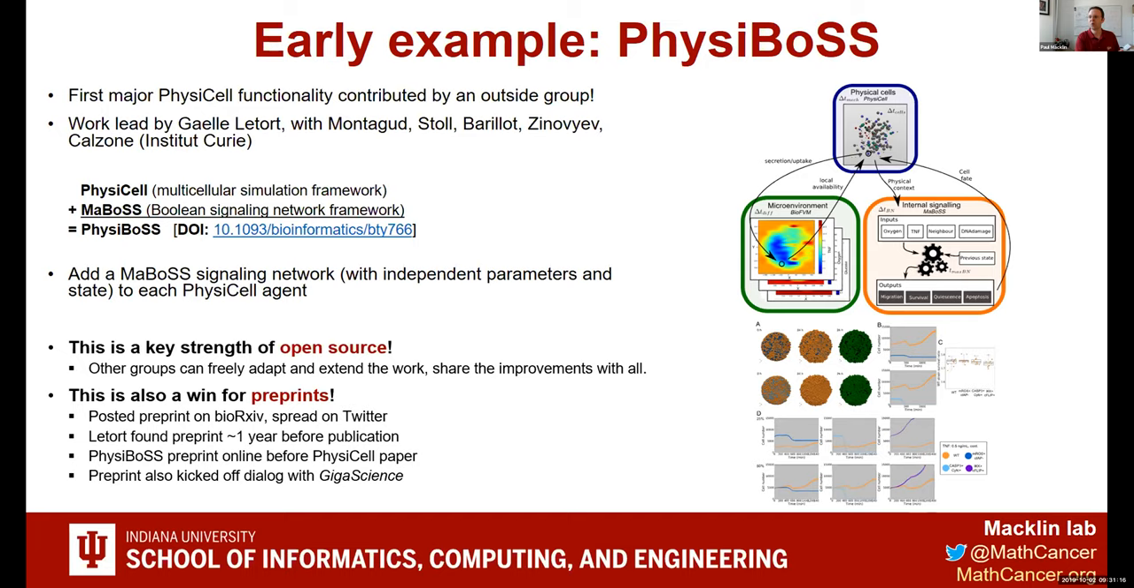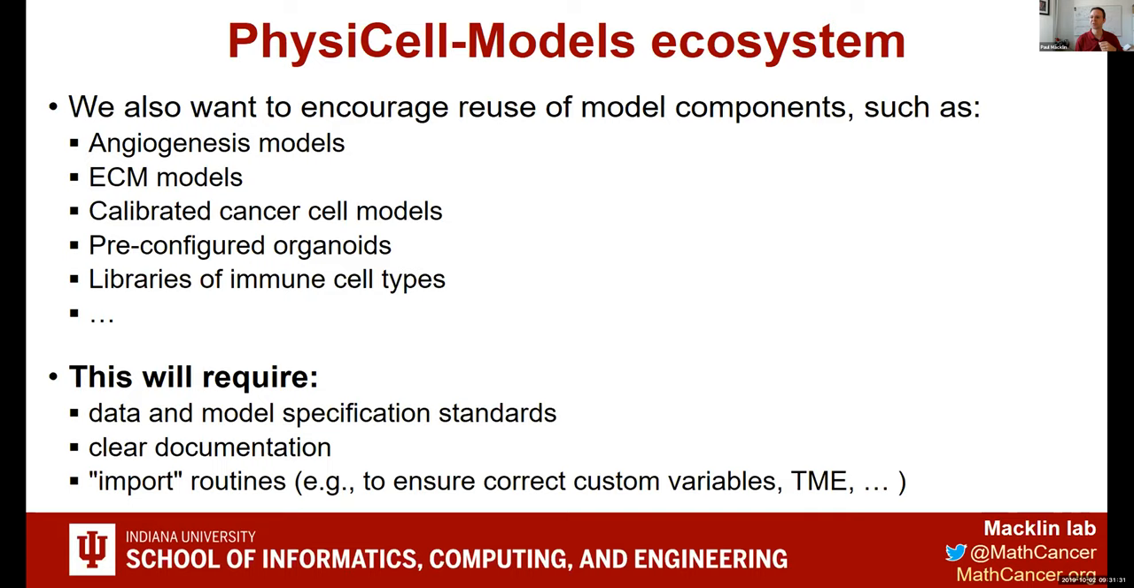And so now we're trying to really say, what have we learned from this? Can we step back and get a true separation in API and protocols for connecting plugins and supporting? And down the road, I think we'll need to do similar for sharing model components, like an angiogenesis model or a library of immune cell types. And again, all this is going to require some clear documentation and standards that help that, but aren't so hard to satisfy that no one will ever actually follow the rules. So that will, I think, be a challenge here.